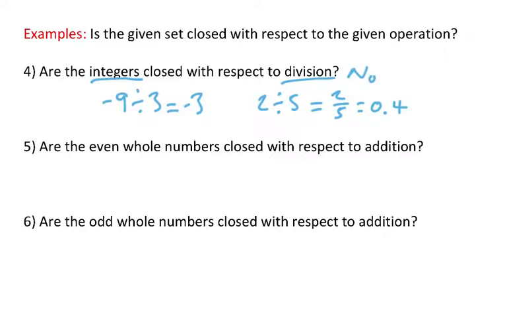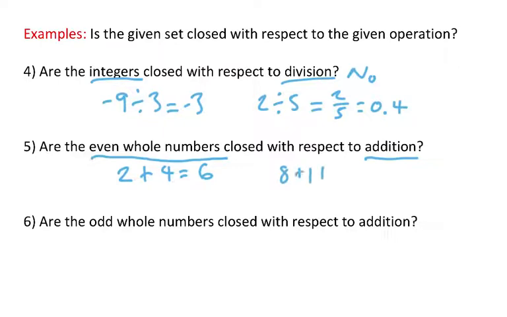Let's get some fancier ones. How about the even whole numbers? So that's your set. Look at the set of even whole numbers and apply the operation of addition. So imagine adding any two even whole numbers. They've got to be whole numbers and they've got to be even. 2 plus 4, you get 6. That's another even whole number.